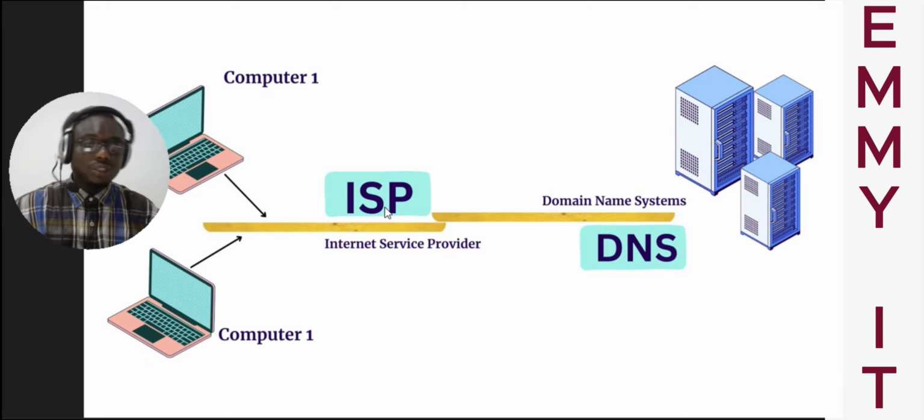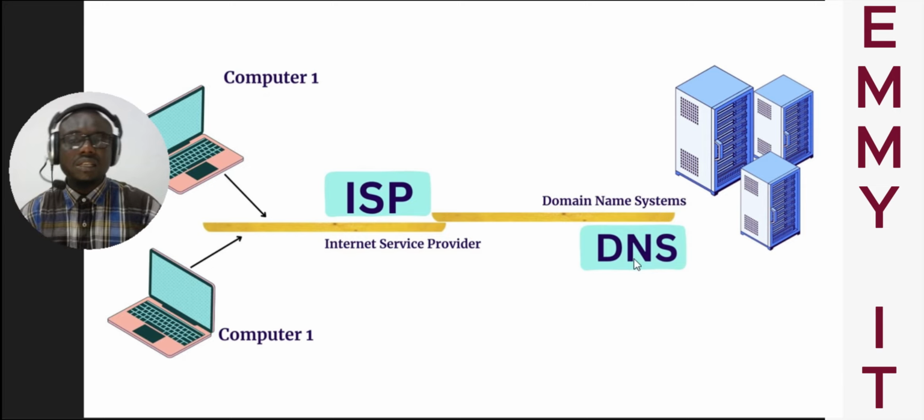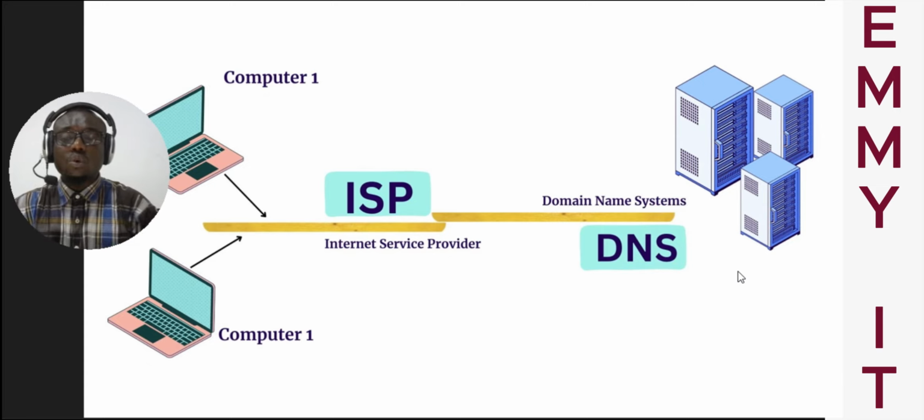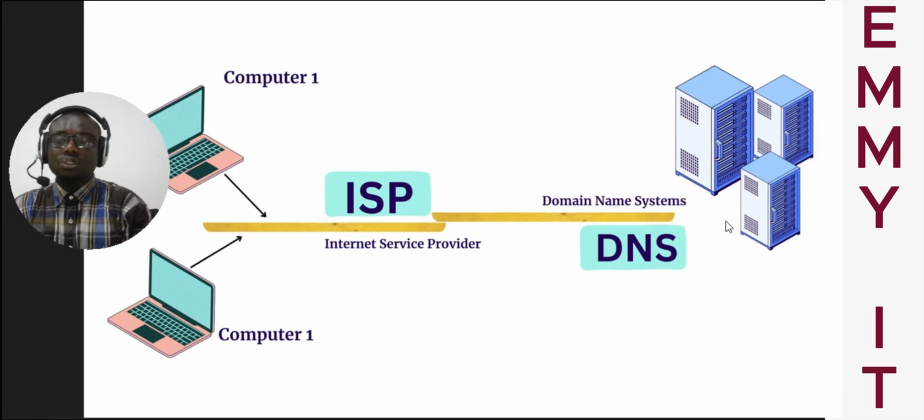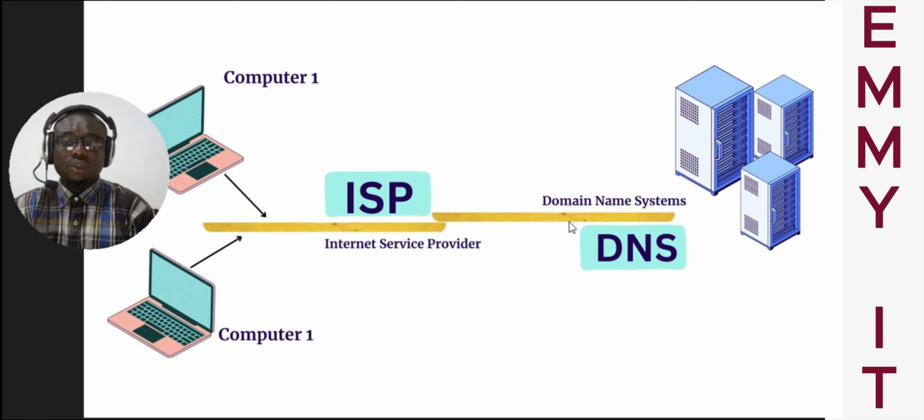So this is what is actually happening in the background. Your ISP you're using, be it MTN, Airtel, or Glo, takes that information you're searching for and sends it to the DNS. The DNS is now responsible to check through all the servers. Once it sees the one that carries that information you're searching for and locates it, it marks the IP address of that server, and this is where you can communicate.